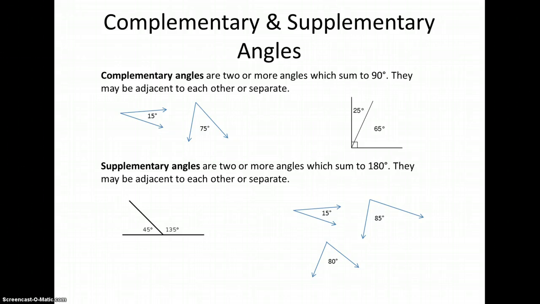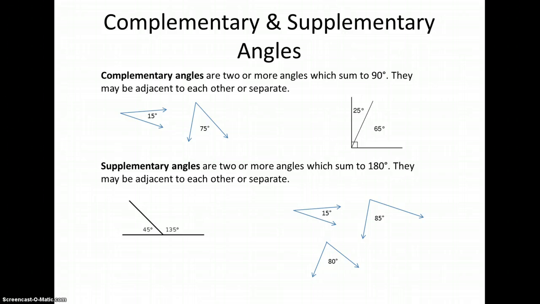Supplementary angles are two or more angles which sum to 180 degrees. They may be adjacent or separate. On the left, we see 45 degrees and 135 degrees, adding up to 180 degrees. We notice that the bottom line forms a straight angle, which we know measures 180 degrees.